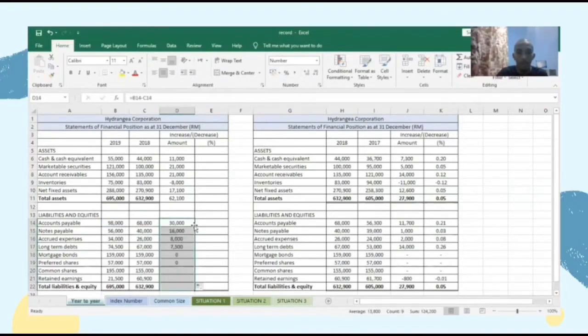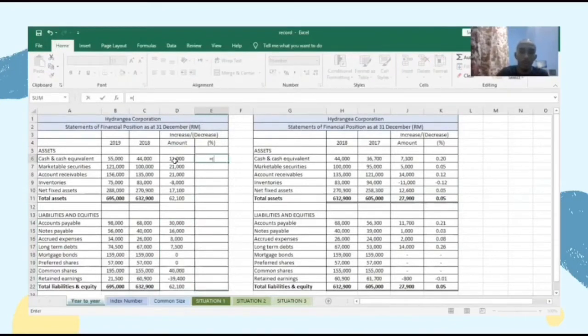Then double click. For the percentage, the formula is equal, open bracket, the changes amount divide by year 0, close bracket, then times with 100. Then we double click. For the liabilities and equities, also use the same formulas, which is changes equal, open bracket, changes divided by year 0, times with 100, then double click.